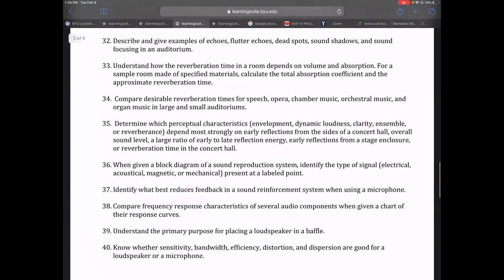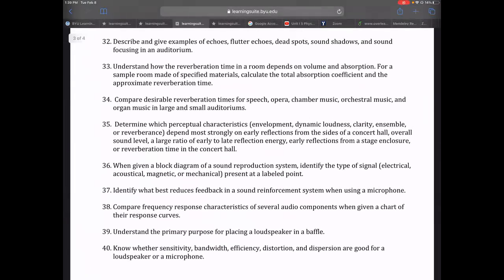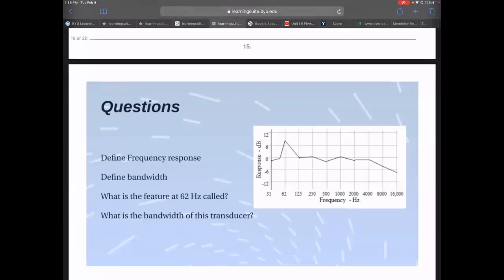Question number 38 is about frequency response curves, which look like this. We have frequency on the horizontal axis and response on the vertical axis. The frequency response is just how the transducer, the loudspeaker, the radio, or amplifier, or whatever, treats the different frequencies relative to each other. So 0, or roughly 0, plus or minus 3 dB, is the area where we say it has a flat response, like that's the frequencies that the transducer is designed to be used at.